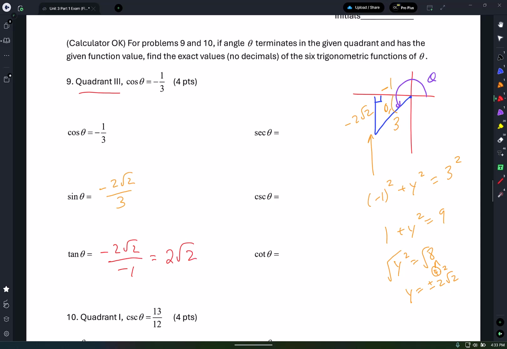All right, secant. Secant is the reciprocal of cosine. Negative 3. You just take the reciprocal. Cosecant is the reciprocal of sine. Negative 3 over 2 square root of 2. If you want to rationalize it, you could multiply this by square root of 2 over square root of 2, and you would get negative 3 square root of 2 over 4. You don't have to. You can leave it like negative 3 over 2 square root of 2.